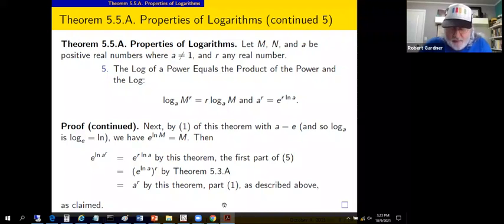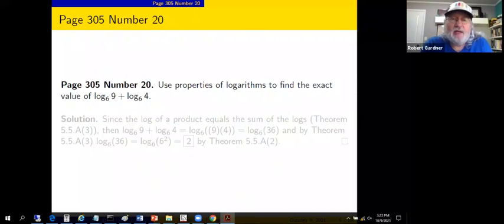Now let's look at some examples that illustrate these. Use the properties of logarithms to find the exact value of log base 6 of 9 plus log base 6 of 4. Exact values means no calculator stuff. At this stage, just as well, the calculator doesn't have a log base 6 button on it. So let's use properties of logarithms, that's the instructions.